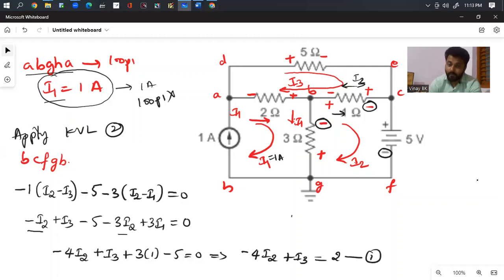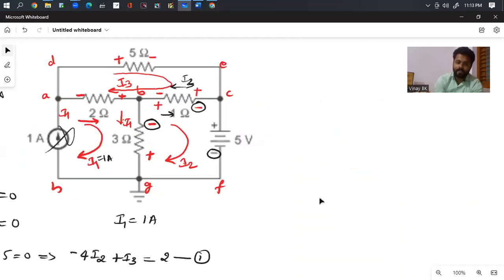You know the I1 value already, that is 1 ampere, so you will neglect this loop. By neglecting that loop, apply KVL to the rest of the 2 loops. Similarly, you apply KVL for loop 3, in the clockwise direction. I will name it A, D, E, C, B, A.